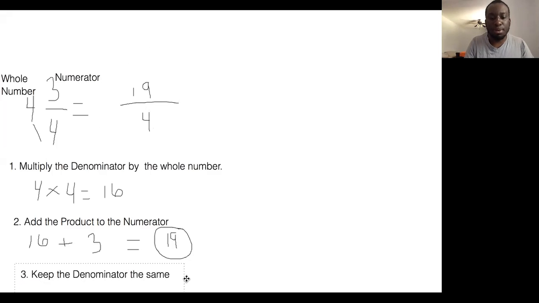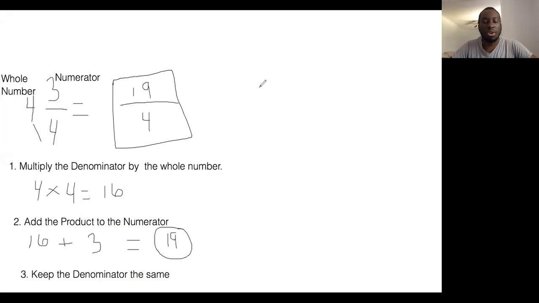3 simple, quick steps. And then I'm going to box my answer. So my answer, 4 3/4 as an improper fraction is 19/4. Yep. That's as simple as it gets.